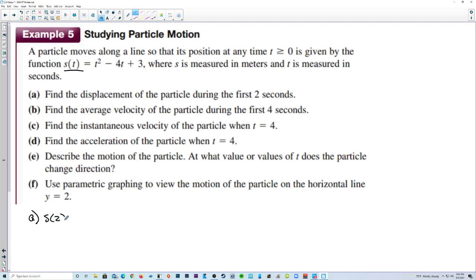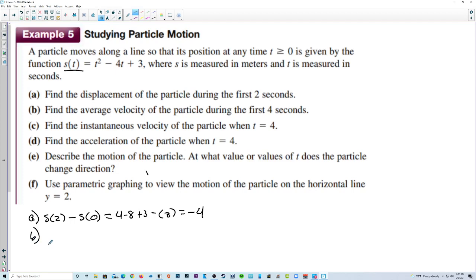So that's going to be s of 2, where it ends up, minus where it started, which would be at 0 seconds. So that's equal to 4 minus 8 plus 3 minus, if I plug a 0 into the position function, that's just going to be 3. So its displacement is negative 4, which means it's 4 to the left of where it started.